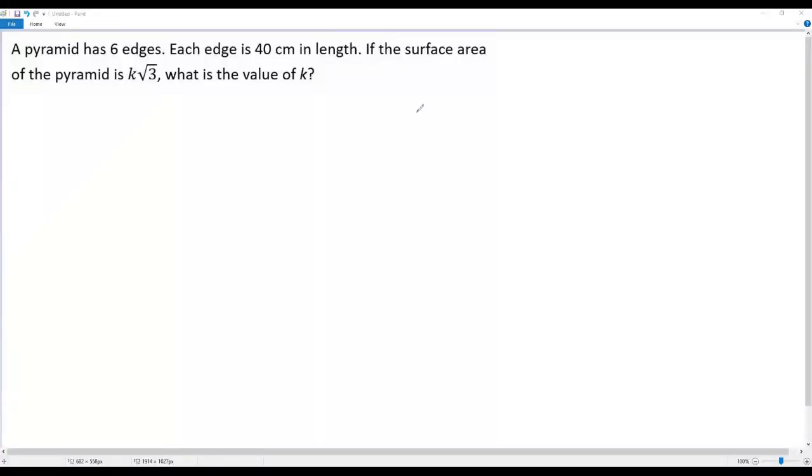Here we have a SAT math question. Okay, let's go with the information. A pyramid has 6 edges. Each edge is 40 centimeters in length. If the surface area of the pyramid is k times square root of 3, what is the value of k?